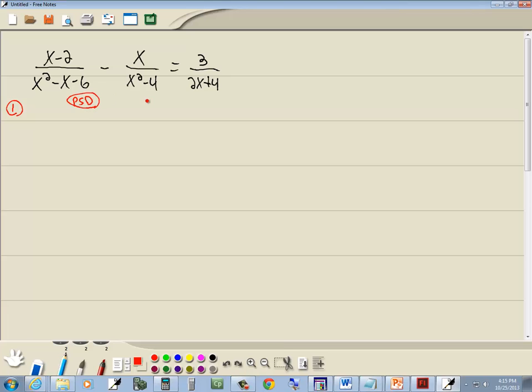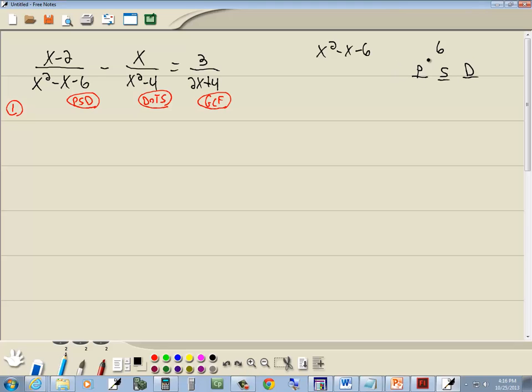Now this one's PSD, this one's difference of two squares, and this one's GCF. So let's look at a couple of these over on the side. We've got x² - x - 6. PSD because it's x squared, x, no x, and there's no number in front of your x squared. So we take the number at the end, ignoring the sign, and we come up with the 3 columns.